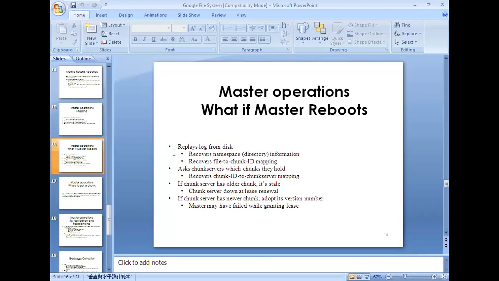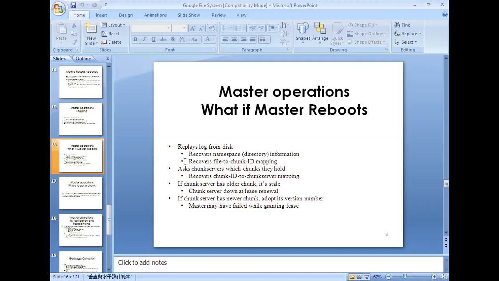So it replays the log from the disk. Okay. Whatever data it had previously stored and backed up to the storage area, all those things will be replayed. What type of data does it recover? It recovers the namespace, the directory information. That means whatever the file names and whatever the number of chunks, all this information will be available in it. So that information will be recovered.